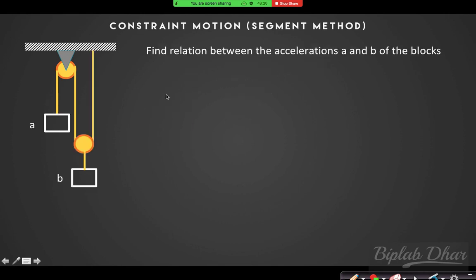Now try to apply the segment method and find the relation between the accelerations A and B here. Sir, A plus 2B equal to 0. I'll assume A is upward and B is downward. You can assume A downward, B upward, any direction. No problem.